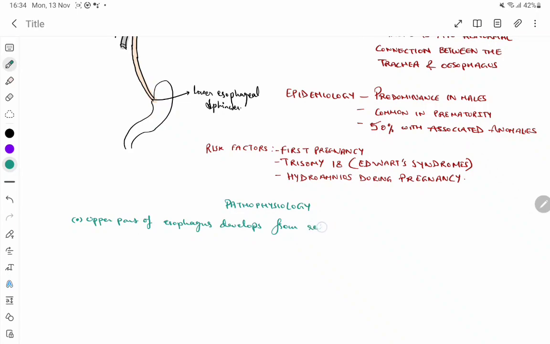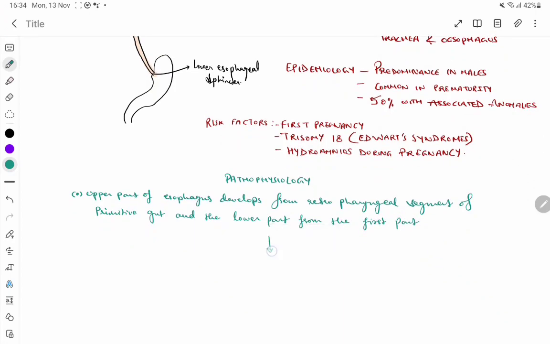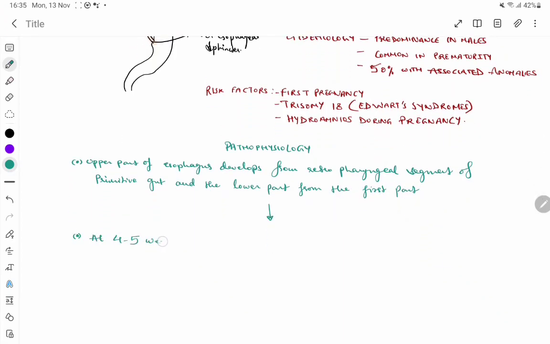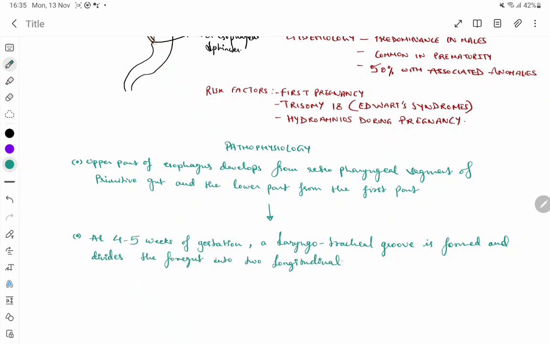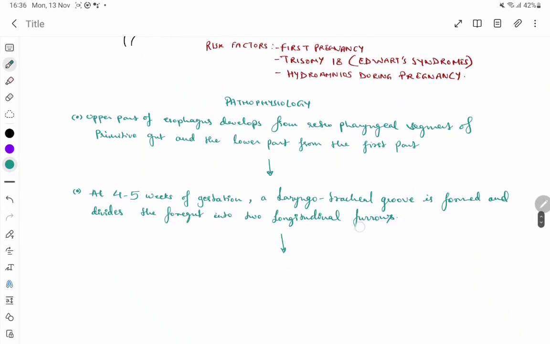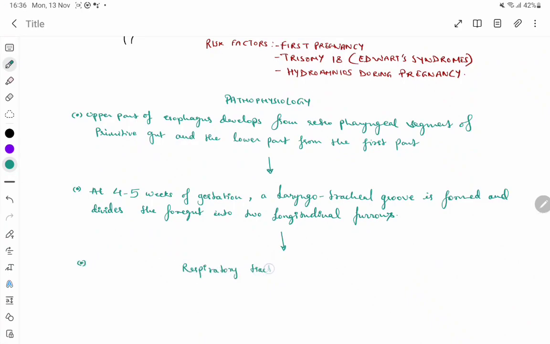Pathophysiology. The upper part of the esophagus develops from the retropharyngeal segment of the primitive gut, and the lower part from the first part. Now what happens after this is that at 4 to 5 weeks of gestation, a laryngotracheal groove is formed, which divides the foregut into two longitudinal furrows, and this respiratory tract is then separated from the esophagus.